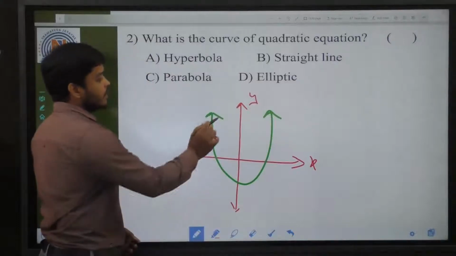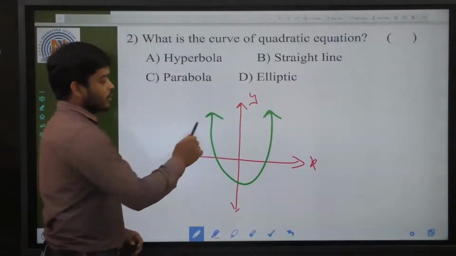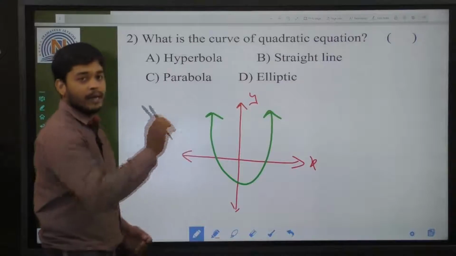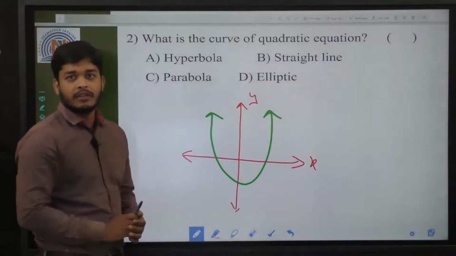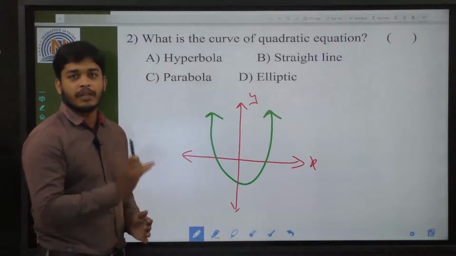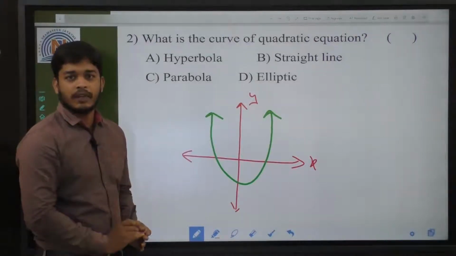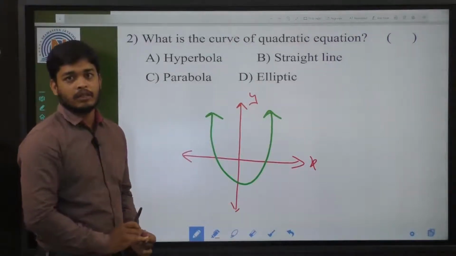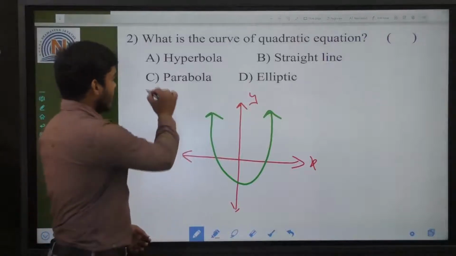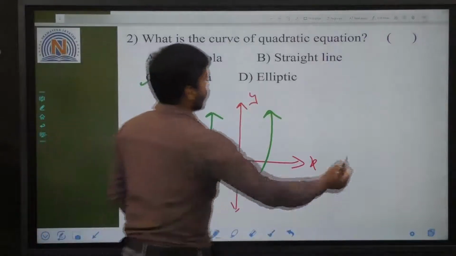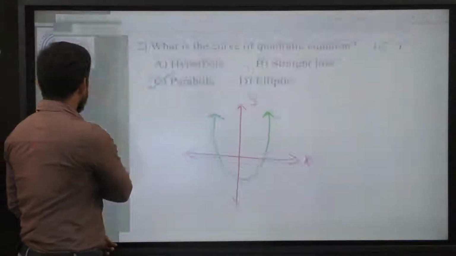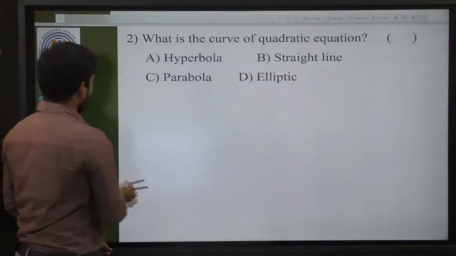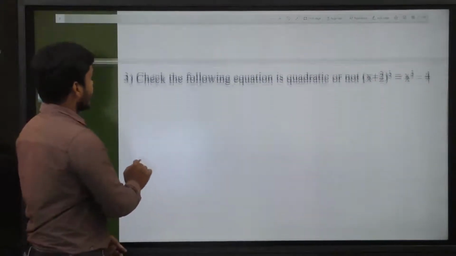So what is the shape of that curve? The shape of the curve is a parabola. If you plot a graph of a quadratic equation, then we get a U-shaped curve, and the name of that curve is the parabolic curve. So option C. Now the next question.